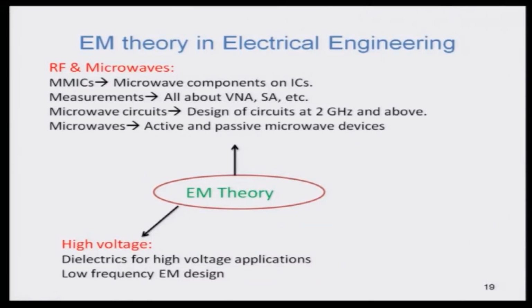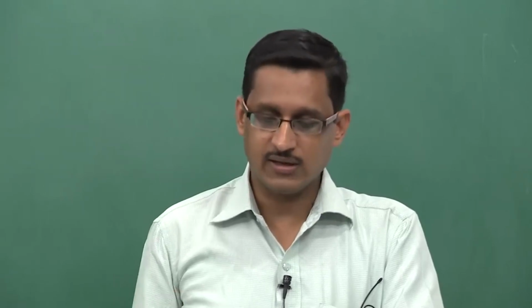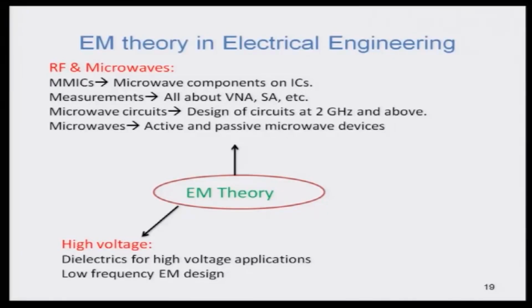You can go to RF and microwaves, where you will be designing microwave components, that is, components on an integrated circuit. You will be doing measurements with instruments such as the VNA and spectrum analyzer; VNA stands for vector network analyzer. You might be designing microwave circuits to make an RF transmitter, an RF receiver, or a radar transmitter or a radar receiver, and many other cases, essentially with frequencies typically 2 gigahertz and above. Again, to understand microwave circuits, you need to know electromagnetic theory. Of course, there is an entire area of microwave engineering which deals with active and passive microwave devices. Again, electromagnetic theory forms the mainstay of understanding these different fields.